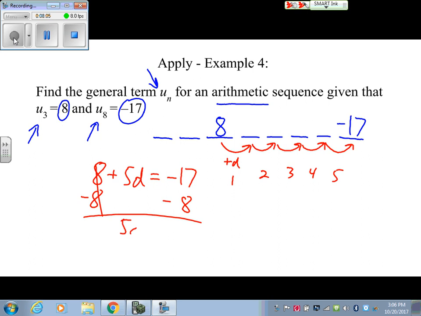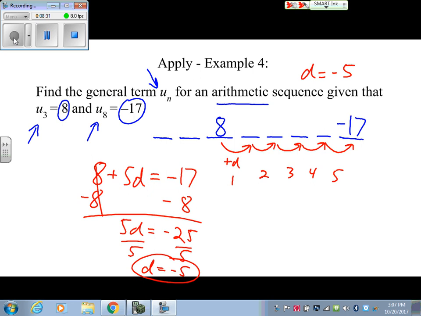I get 5d is equal to negative 25. Divide both sides by 5, and I get a common difference of negative 5, just like on our last problem, but totally by coincidence. So I can use that now to find out all of the other values. All I have to do is just add on a negative 5 over and over again to get my fourth term, my fifth term, and so on and so forth.